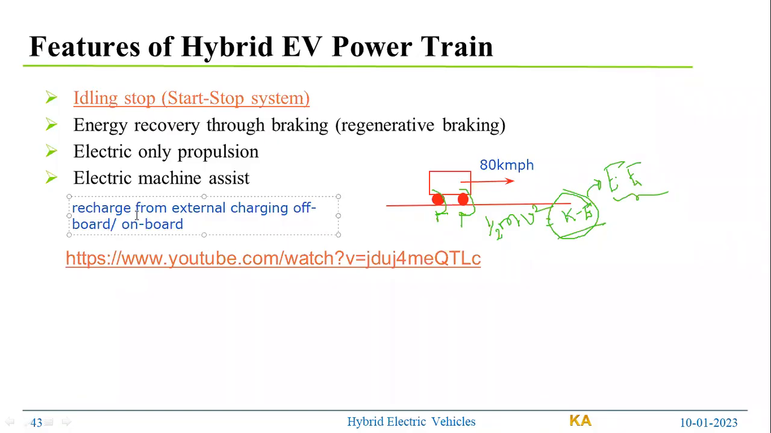So these are the basic five features in an EV, and not all vehicles may have all the features. That depends on your classification of the vehicle and how you are segmenting your vehicle as a product manager. That is another important factor you need to observe.